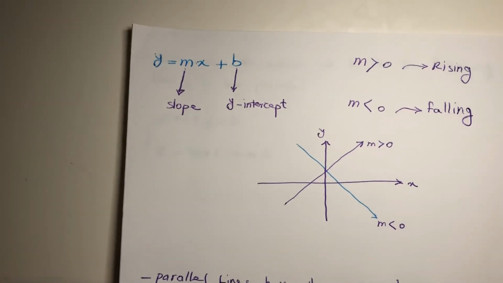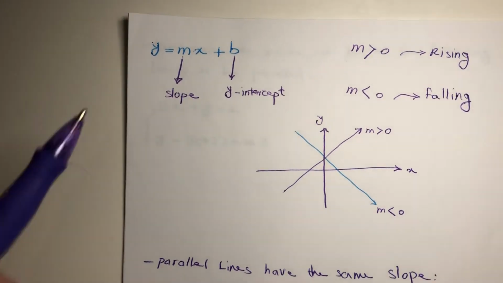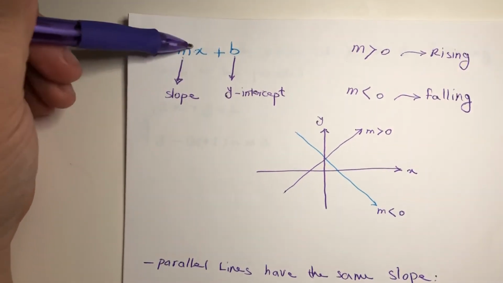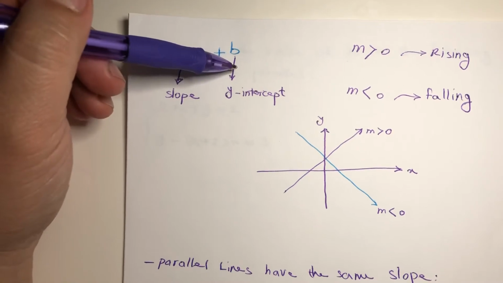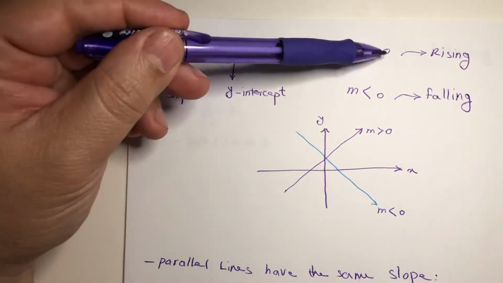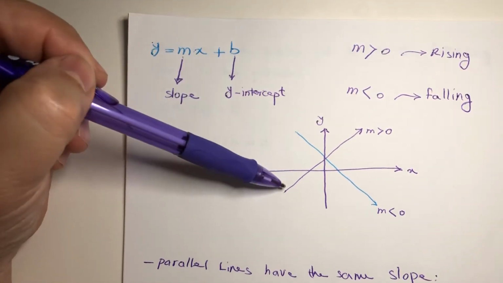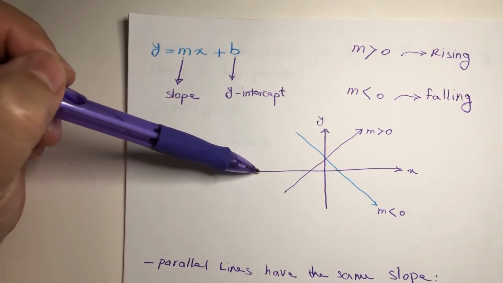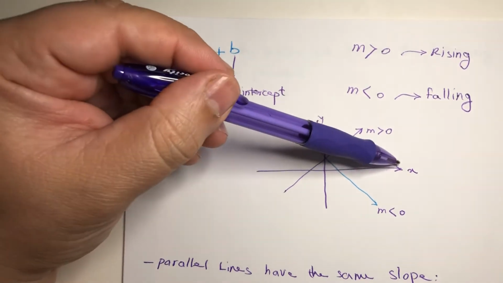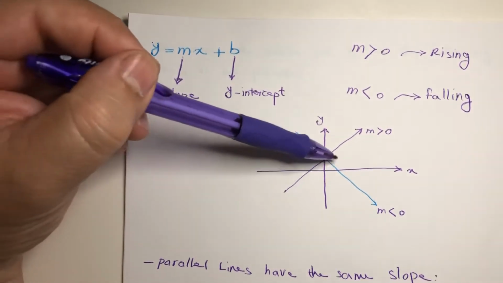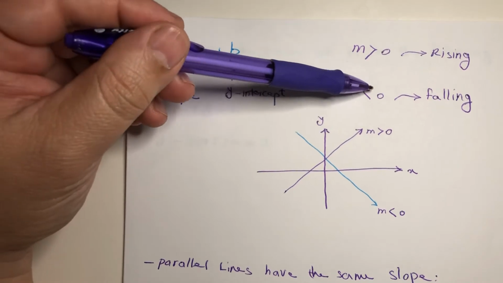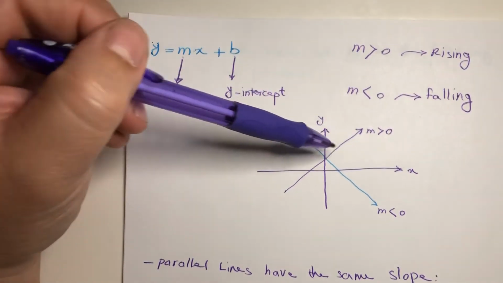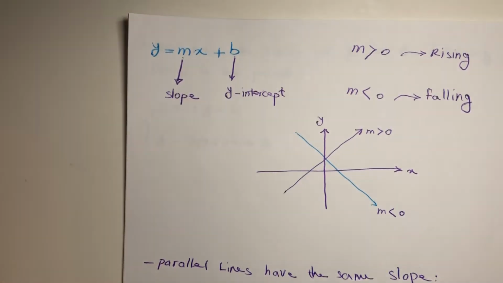Here we want to talk about the slope of a line. If y equals mx plus b, m is called the slope and b is called the y-intercept. If m is a positive number, then the line will be rising when you move from smaller x values to larger x values. But if m is a negative number, as you move from smaller x numbers to bigger x numbers, the line is falling.